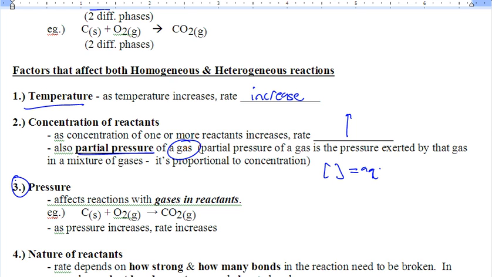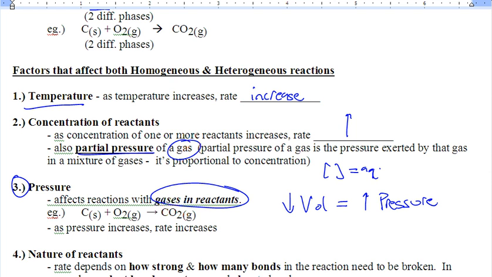Pressure, that will be a new one. Pressure only affects gases. Specifically, it only affects gases in reactants. If you increase the pressure, you will increase the rate if there's a gas. Now there's a couple different ways to increase the pressure. The first way is like number 2. You just pump more gas in. But the second way is decreasing the volume. If you decrease the volume, you're actually increasing the pressure.